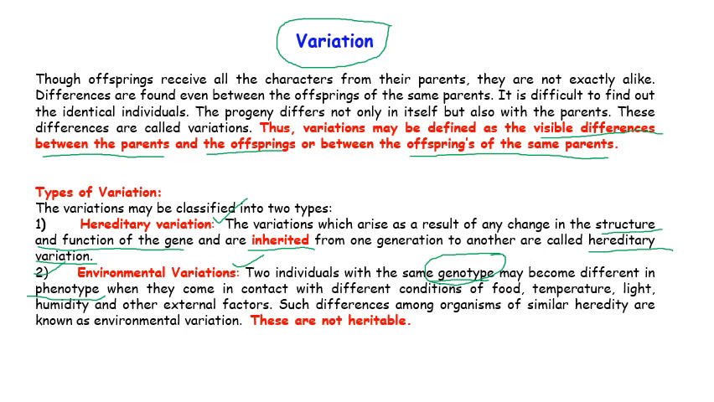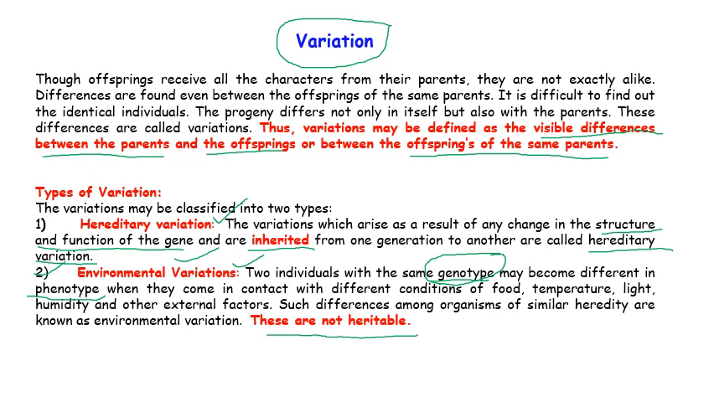So environment induces certain changes, certain variations in the phenotype of the organism, but these variations which are induced by the environment are not heritable. They are known as environmental variations, and these are not heritable.